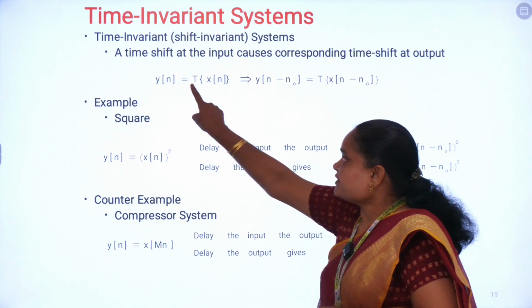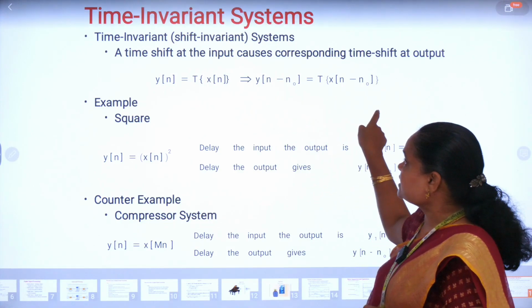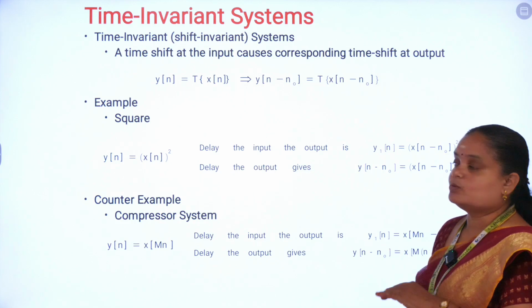So this is y of n is equal to T of x of n. y of n minus n naught, that is, we introduce a delay here, we get T of x of n minus n naught. So we call it a time invariant system.